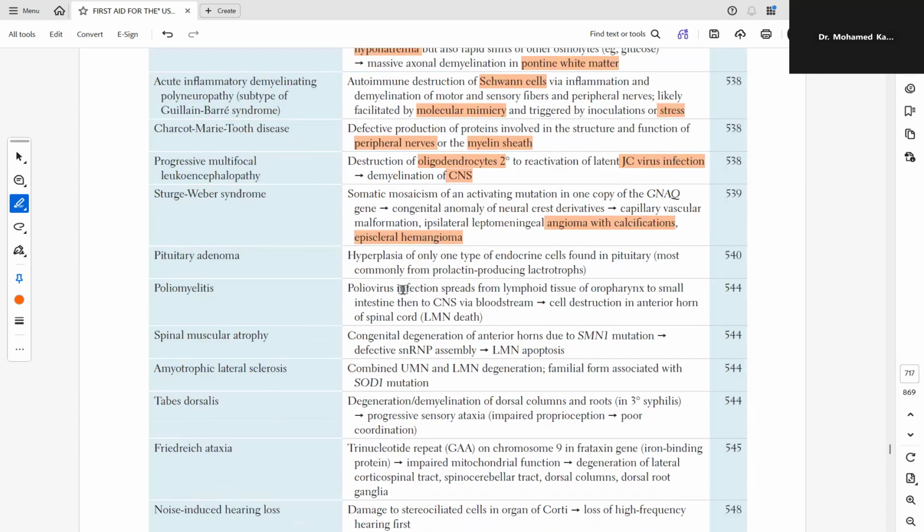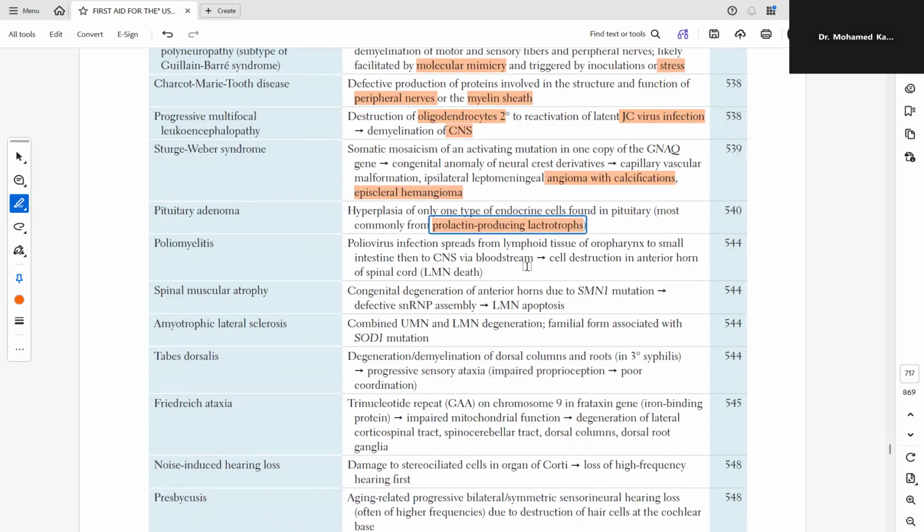Pituitary adenoma is a benign tumor, hyperplasia of only one type of endocrine cells found in the pituitary, most commonly from prolactin-producing lactotrophs, because we know that the pituitary produces a lot of hormones, so this is one of them.